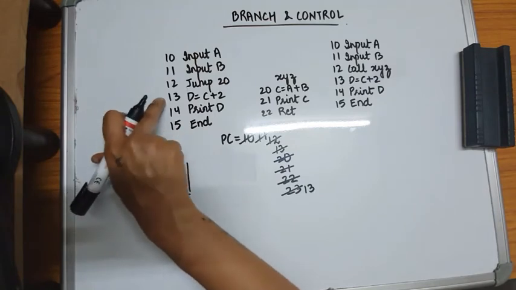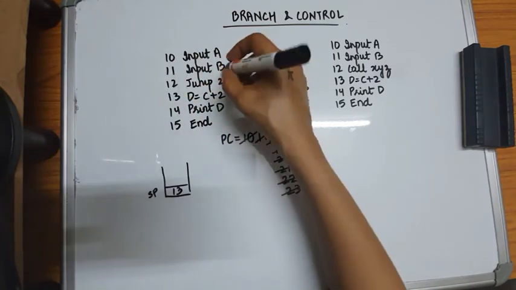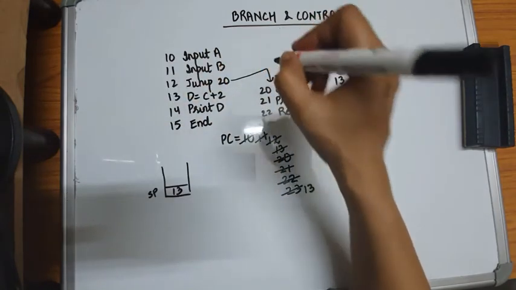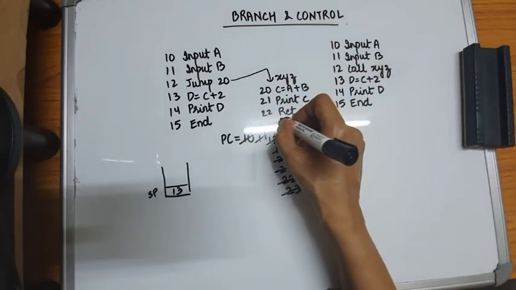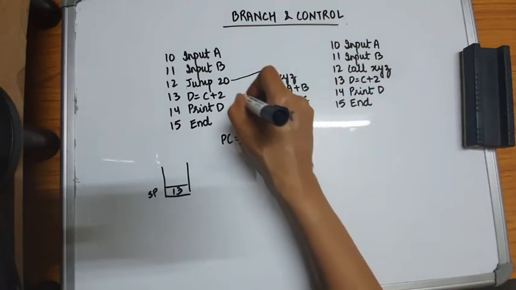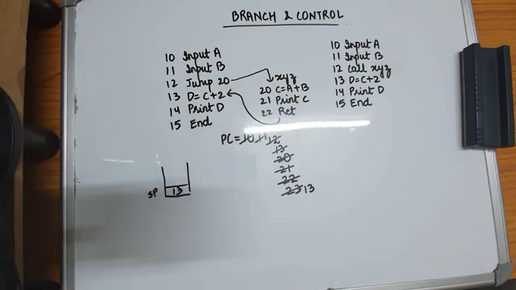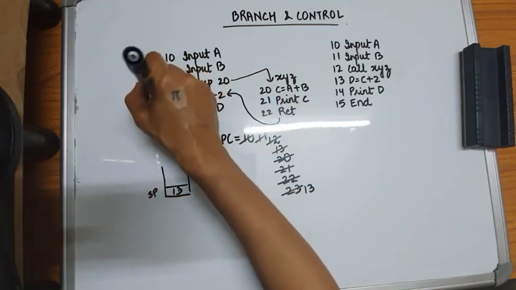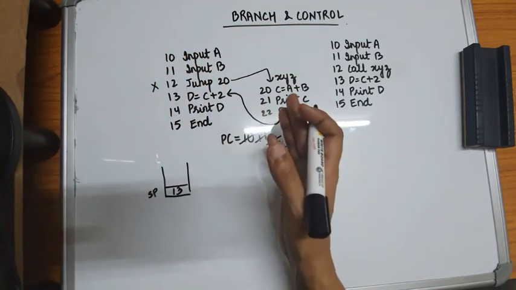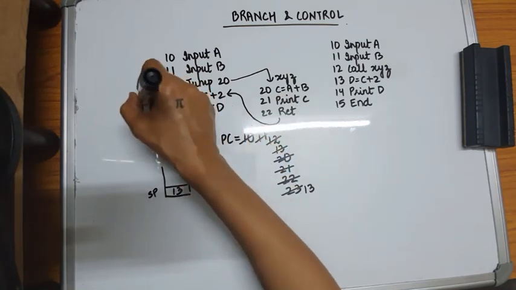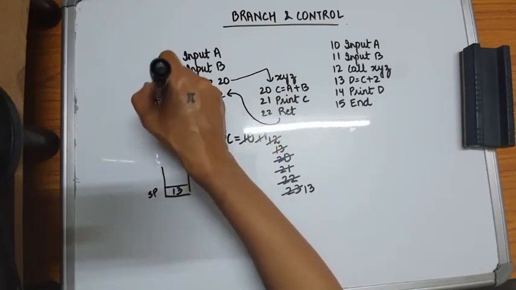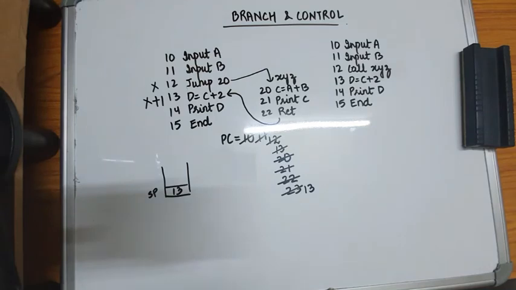See, from where was the control transferred? The control was transferred from here. And where is the control returning back after the execution of this subprogram? It is returning back here. So when the control is transferred from X, when it's a branch and control instruction, the control will be transferred back to X plus 1.